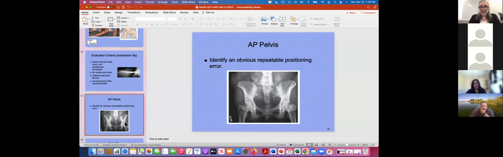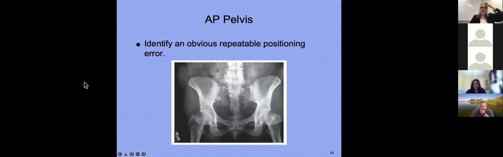Did we do this one? This one says, identify an obvious, repeatable positioning error. In other words, an error so bad that it has to be repeated. It looks like a pelvis, right? What's wrong with it? Anybody? This is supposed to be an AP pelvis.